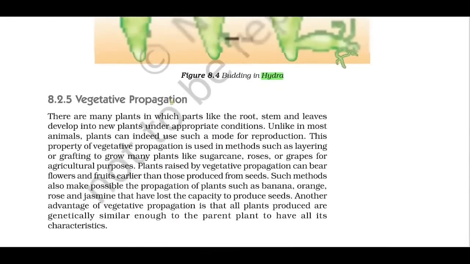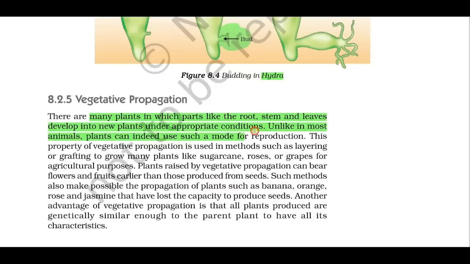Next, vegetative propagation. There are many plants in which parts like root, stem, leaves develop into new plants under appropriate conditions. Right? This is called what? Vegetative propagation. Vegetative propagation is used for grafting to grow many plants like sugarcane, roses or grapes for agricultural purposes. Plants raised by vegetative propagation can bear fruits and flowers earlier than those produced from seeds. These are the advantages of vegetative propagation.